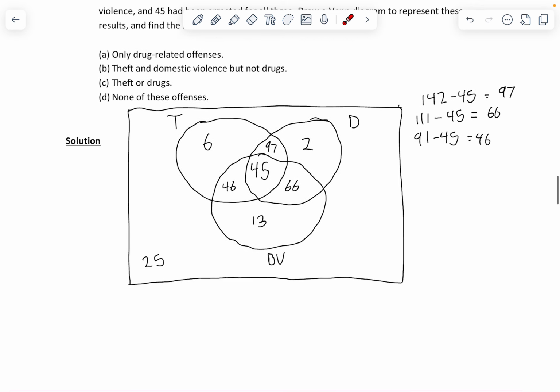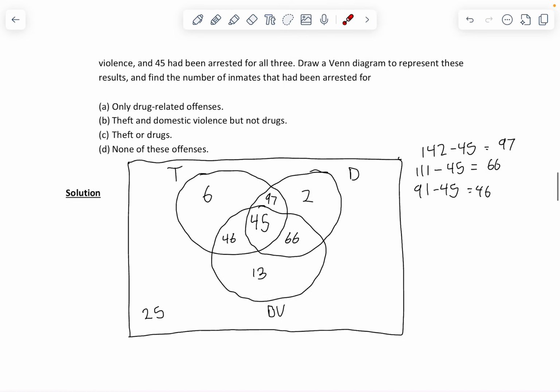Okay. And then I want to answer these questions right here. How many were arrested for only drug-related offenses? That will be the number in this region right here, inside the D circle but outside all the other circles. So that would be 2.